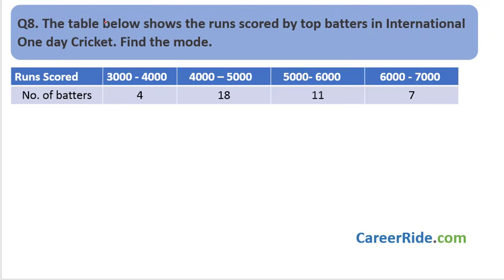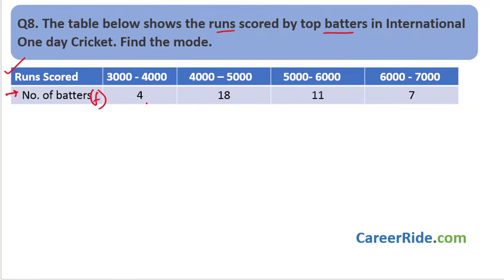Question number 8. The table below shows the runs scored by top batters in international one-day cricket. Find the mode. Some data is given to you in this table. The first row says the runs scored by these batters in international one-day cricket. The class intervals are 3000 to 4000 runs, 4000 to 5000 runs, 5000 to 6000 runs, 6000 to 7000 runs. And how many batters have actually scored runs in these class intervals? That is given to you in the second row. So basically this becomes your frequency, right?